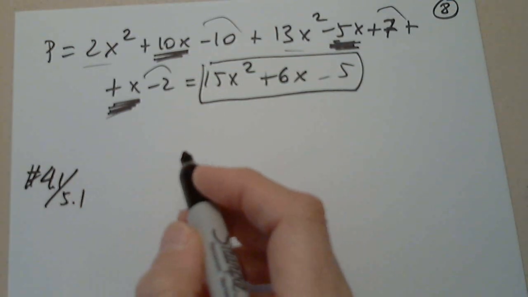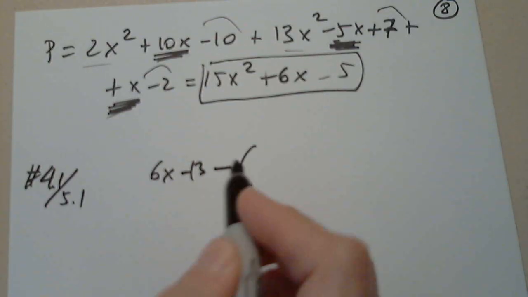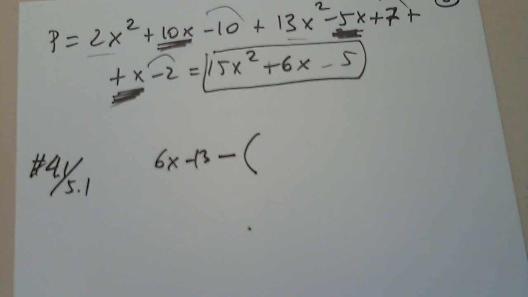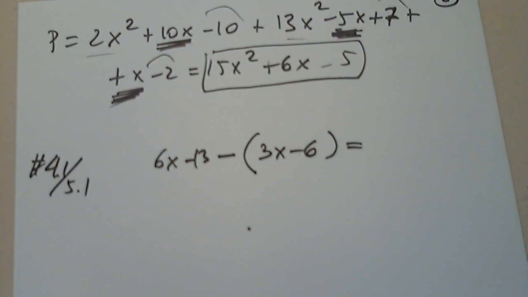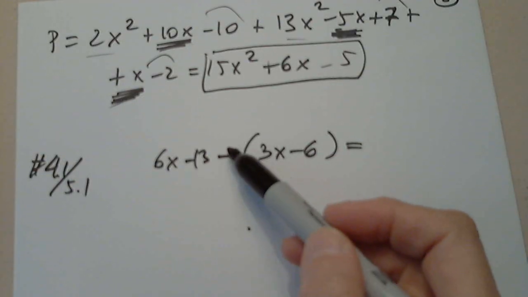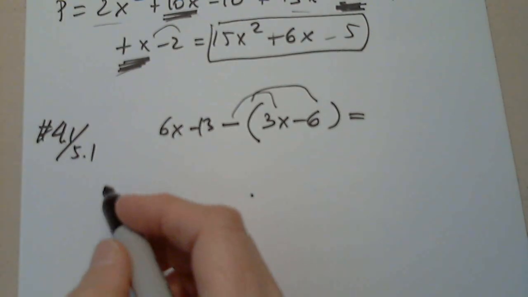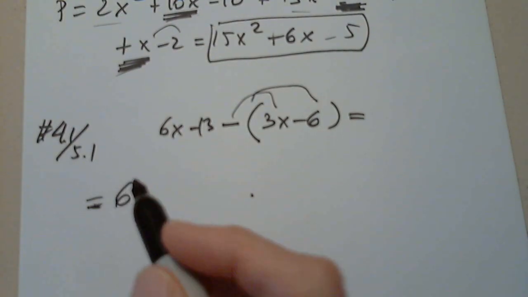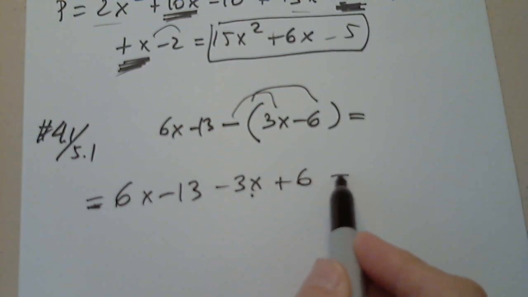41 in 5.1. So from 6x minus 13, we have to subtract, and I need to use parentheses. I have to subtract the existing piece, which is 3x minus 6. This is what I need to do first. And now remember, we have to distribute, and we have to distribute to both terms. Don't pick and choose. I'm not saying you are, but just to make sure. Negative 3x and plus 6.